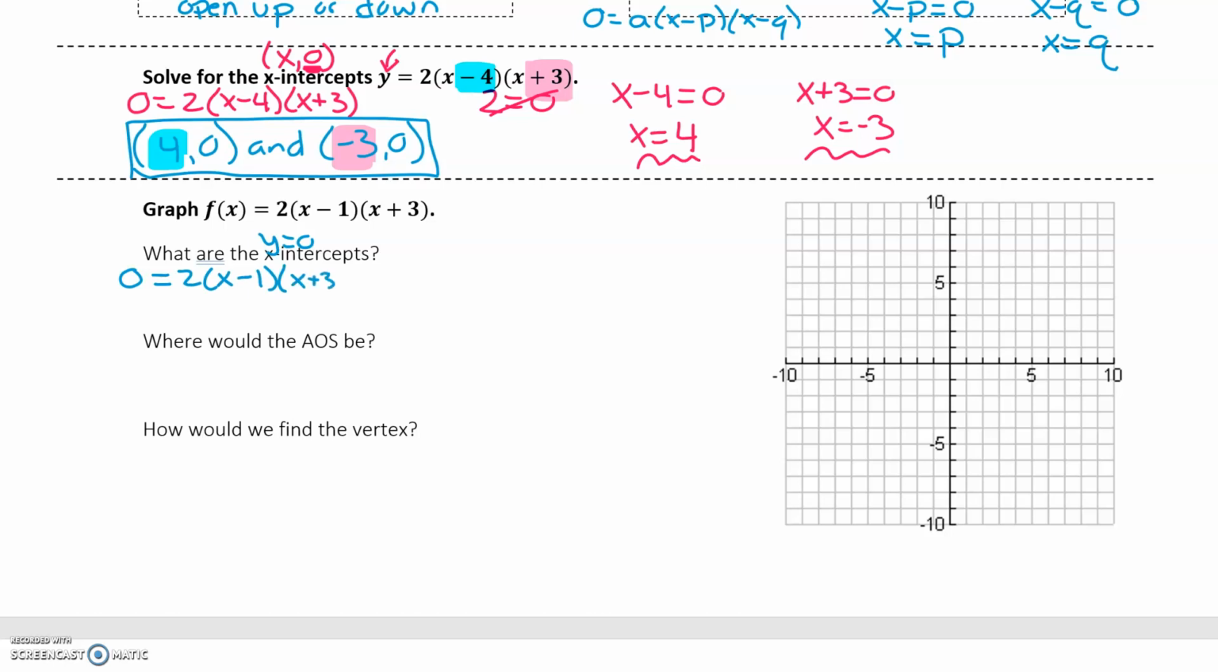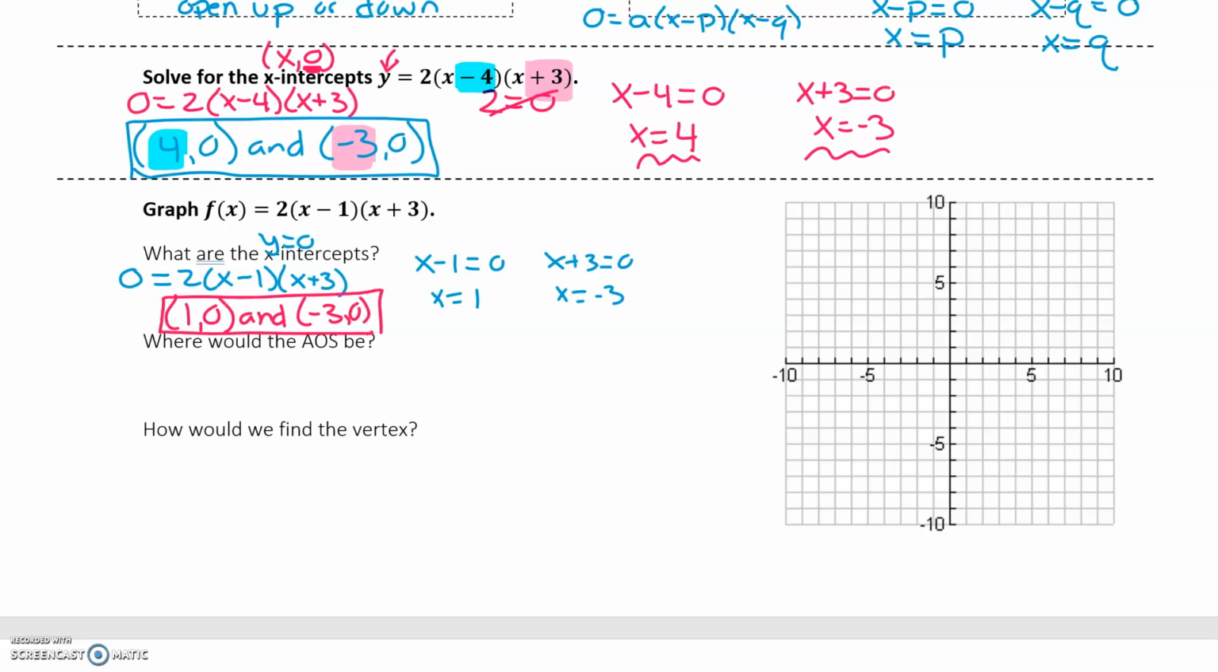And then I'm going to set each one of those factors equal to 0. Well, when we set a 2 equal to 0, we don't get anything. Okay? When we set x minus 1 equal to 0, we're going to get a positive 1. And when we set x plus 3 equal to 0, we're going to get a negative 3. So that means our x-intercepts are (1, 0) and (negative 3, 0).